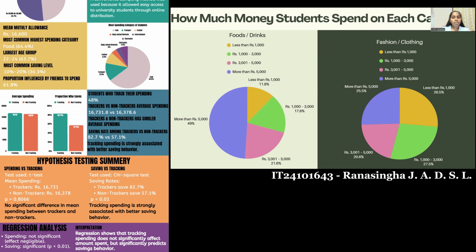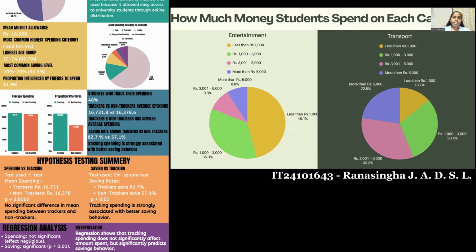This chart shows that food is the major cost. For clothing, spending is more spread out. No single group is the majority, meaning students have very different spending habits on fashion.